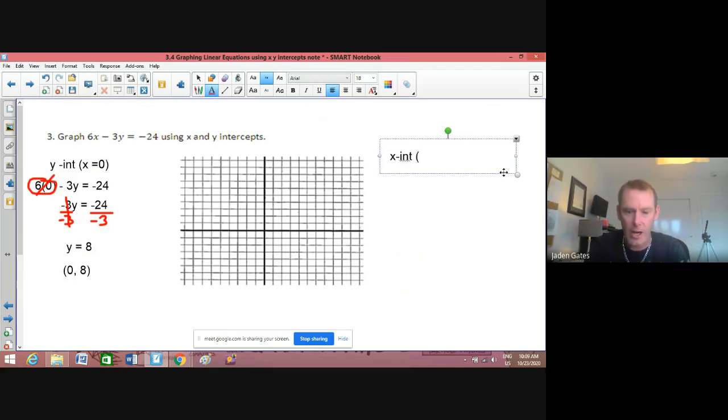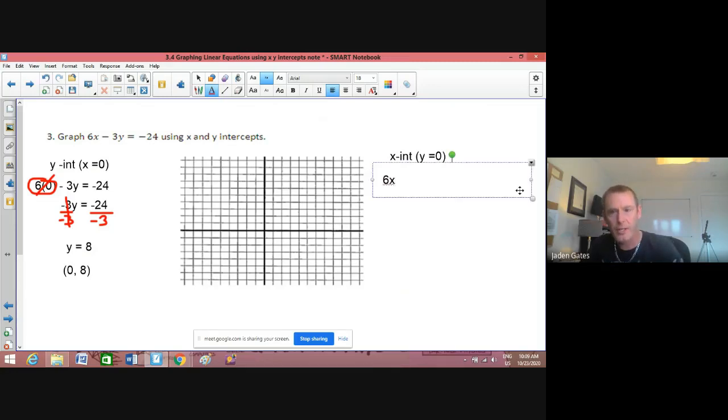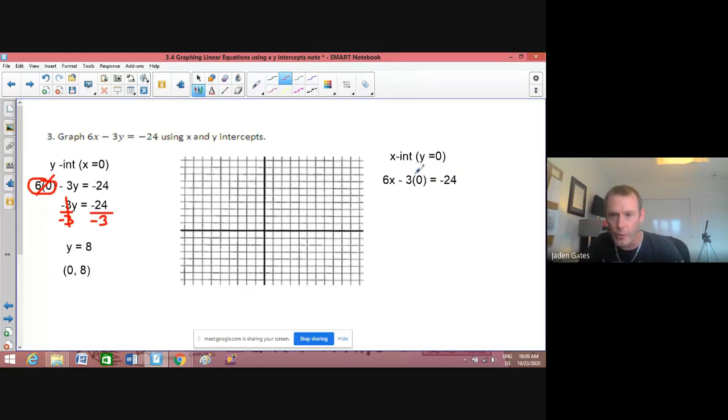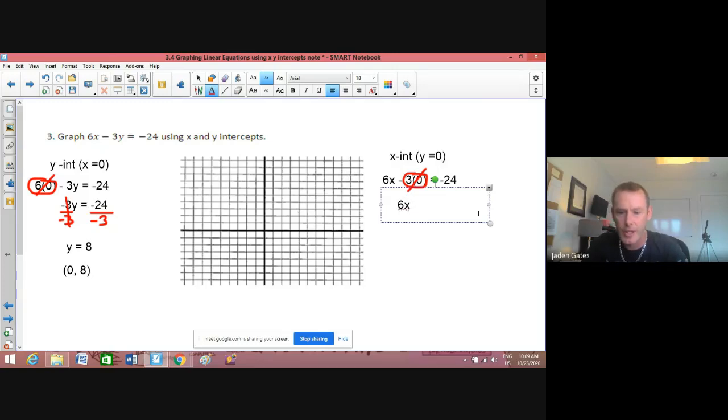Back over on the other side here to find the x-intercept. And again, the key part there is that the y is equal to 0. All right. And so I'm going to substitute that known fact into my equation. So I have 6x minus 3, but again, my y value is 0. So I'm going to plug that in. Equals negative 24. All right, and this is common here. 3 times 0 is 0. So this is just going to disappear for us. And so now my equation simplifies down to 6x equals negative 24.